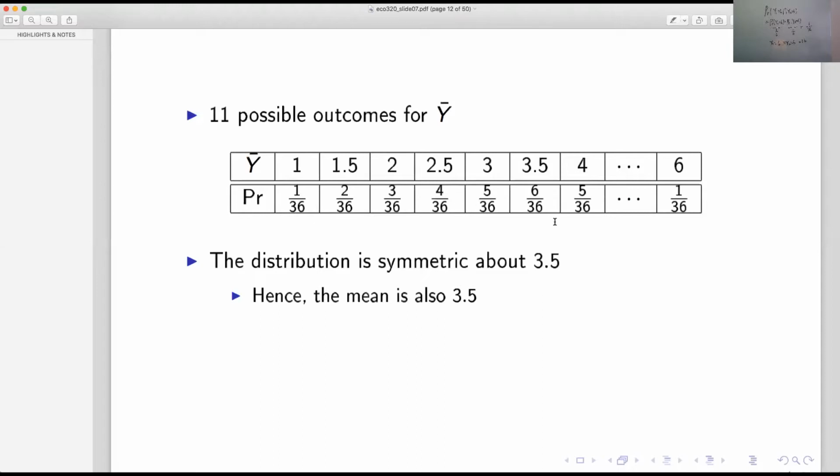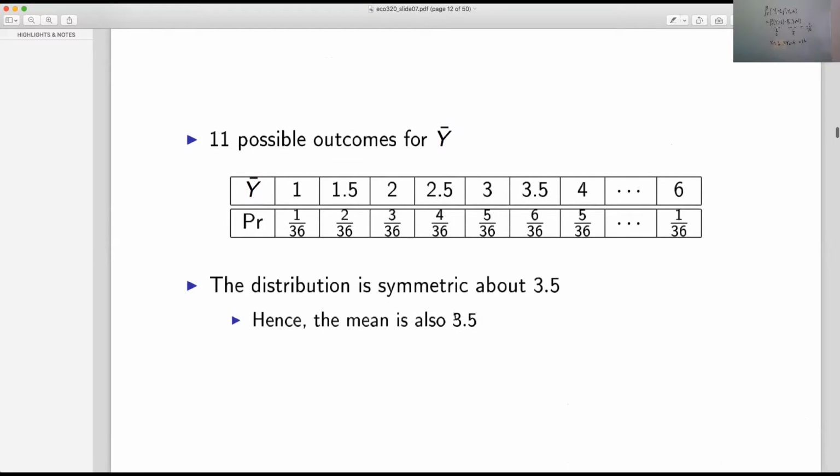When you have a probability distribution, we don't just add 1 plus 1.5 plus 2 plus 2.5 up to 6 and divide by 11. No, that never happens, because a probability distribution is different. For example, the probability that y bar equals 1 is 1 over 36, but the probability that y bar equals 3.5 is 6 over 36. Those are different, so simply adding the values and dividing by 11 is not fair. That doesn't work. You need to multiply and add to get this average.